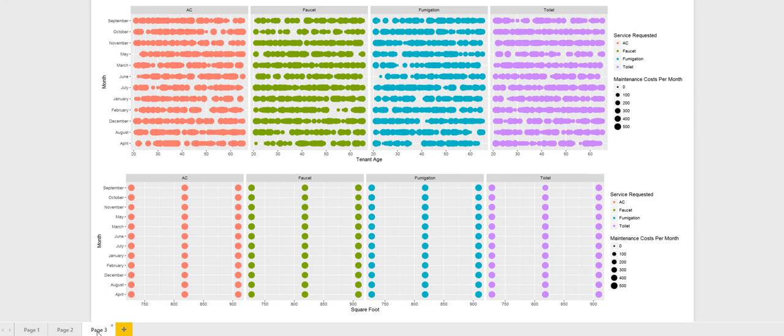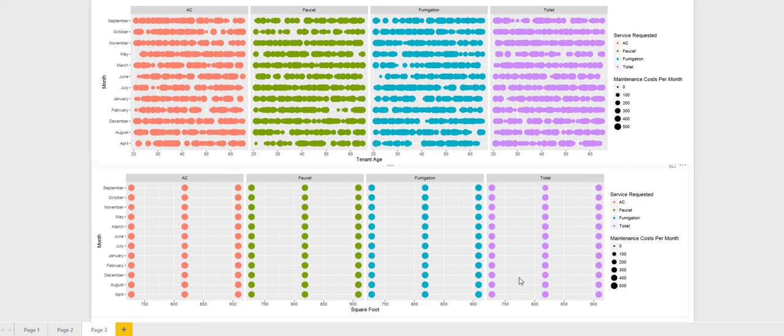So what this tells us is the tenant age and the type of service request are not really correlated that highly. You can't really tell what sort of service request is most common. I mean, there are a few points here and there, but overall it's pretty well spread out. So again, for staffing purposes, we need expertise in all of these pretty much evenly. And then from a square footage perspective, the square foot of the apartment, I apologize, does not affect the service requested.